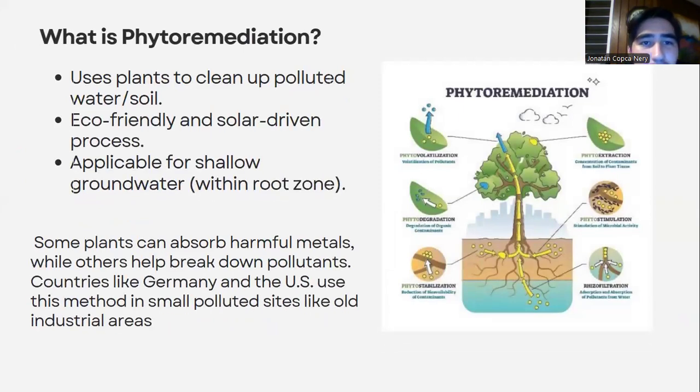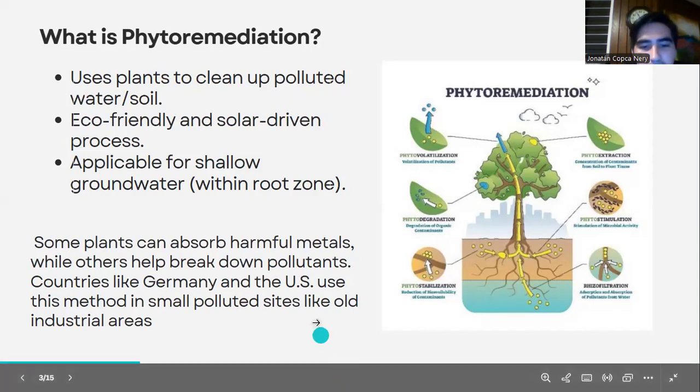What is phytoremediation? This uses plants to clean up polluted water and soil. It is an eco-friendly and solar-driven process. It is applicable for shallow groundwater within the root zone. Some plants can absorb harmful metals, while others help break down pollutants. Countries like Germany and the US use this method in small polluted sites like old industrial areas.